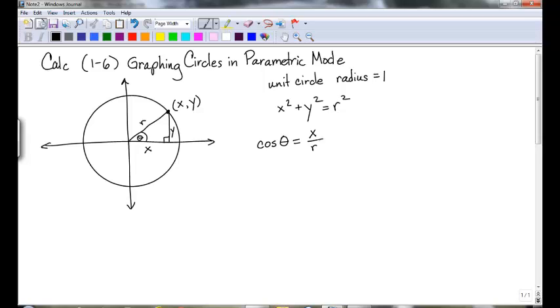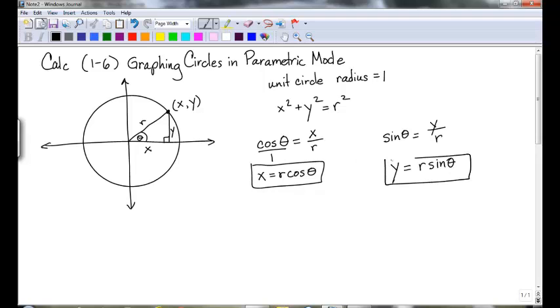Now if I said solve this for x, you can multiply by r on both sides, or you can think of this as over 1 and cross multiply. x would equal r cosine of theta. Do the same thing with sine. Sine of theta in this picture, sine is opposite over the hypotenuse, y over r. Same thing, solve for y. You're going to get y equals r sine of theta. You already have these two formulas on your card from last year.